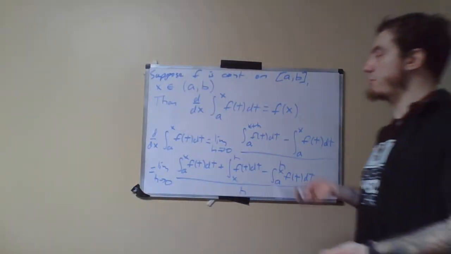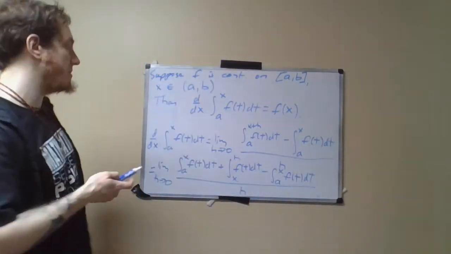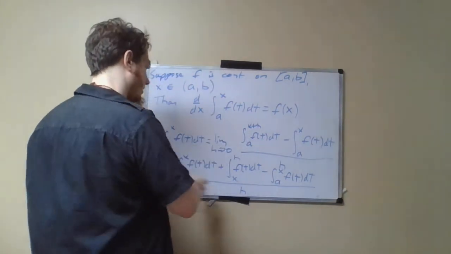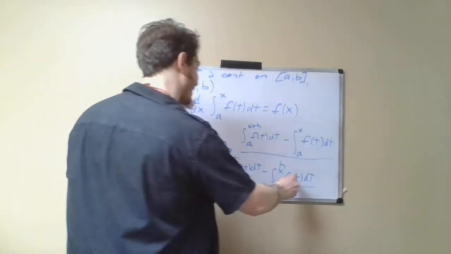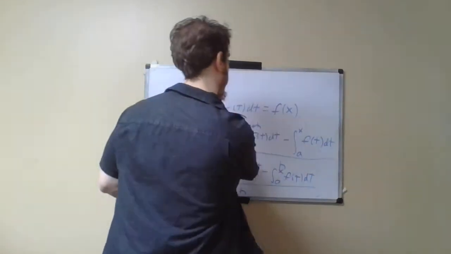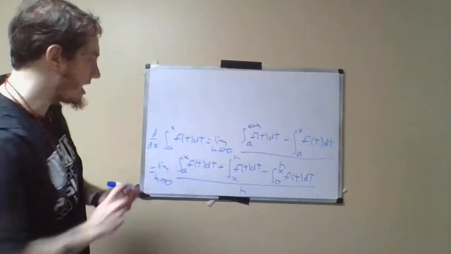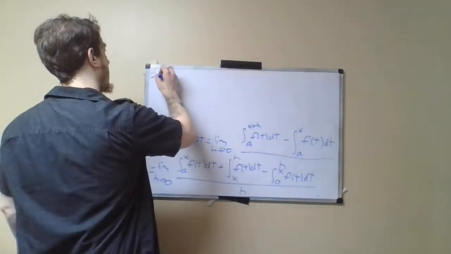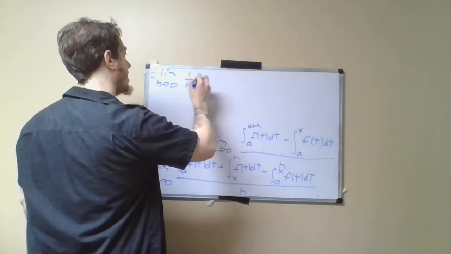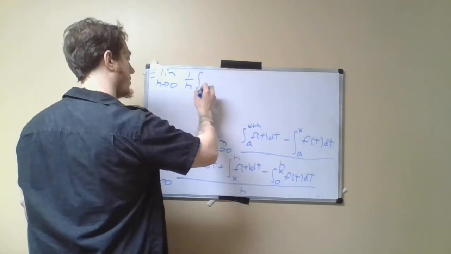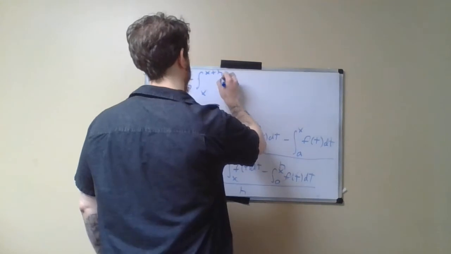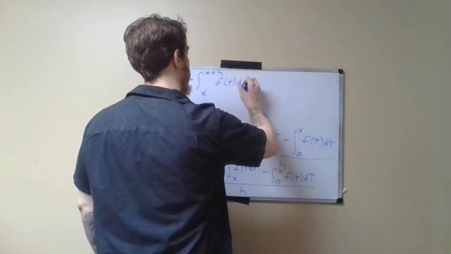Before him, you could prove the fundamental theorem, but you had to make the assumption that the integral was well defined. So, assuming this is well defined, I can cancel these two things, and therefore, writing this on the top, I get the limit as h goes to 0 of 1 over h times the integral from x to x plus h, f of t dt.